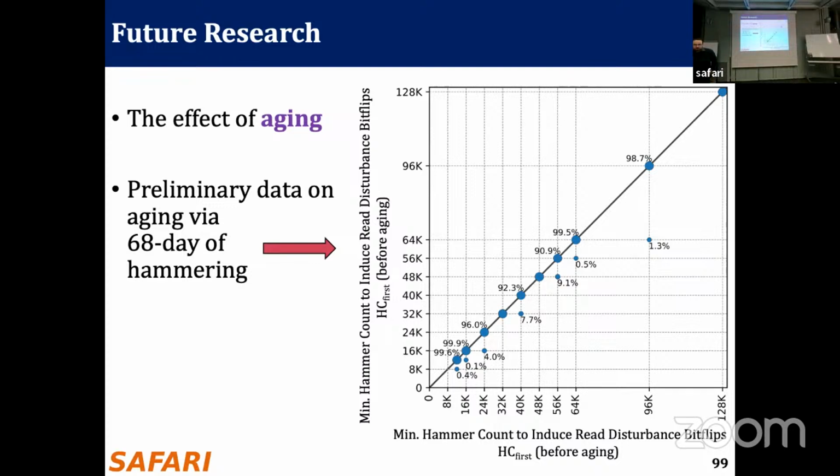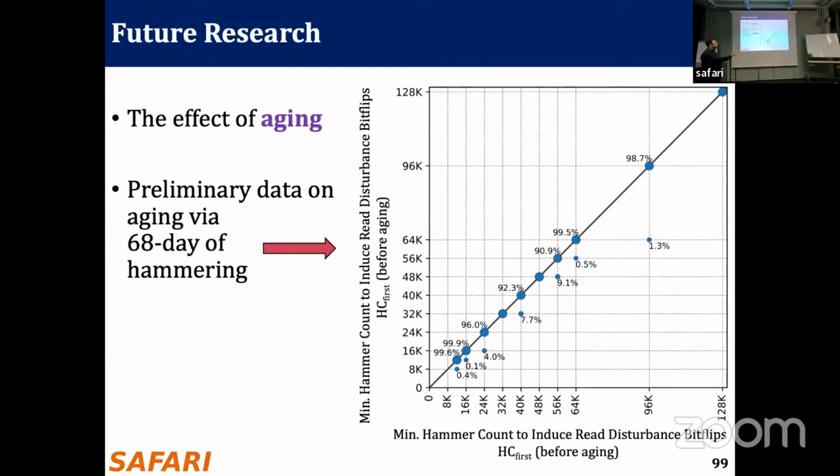Okay, so I'd like to also take a few more minutes to talk about some future research on RowHammer characterization. The first one is the effect of aging. This is still not known, and there's more research that needs to be done. In our recent experiments, we observed this preliminary data on aging via 68 days of hammering. It's not really a rigorous aging study, but we observed this plot that I will explain.